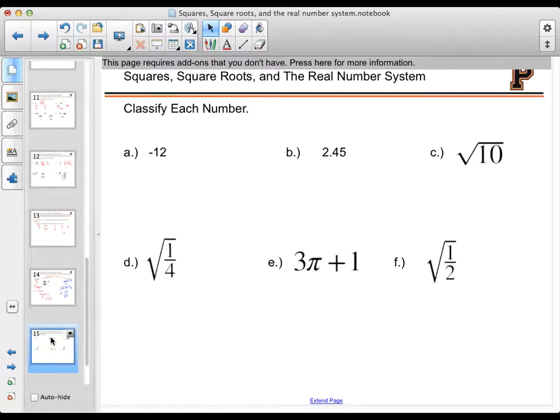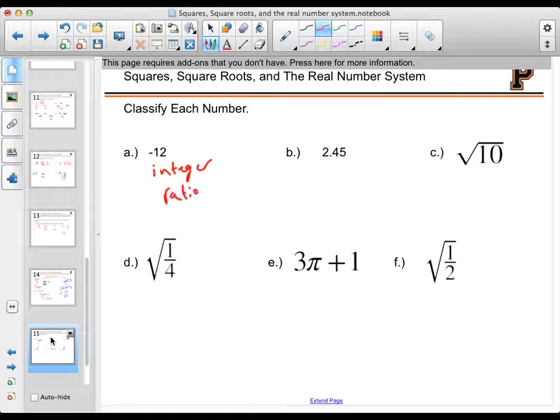All right, last thing we'll do today is take a look and just classify each number. So the first one, a, -12, that's a negative counting number. This is an integer. All right, it's also rational. Number 2.45, not an integer, but it is rational because it's a terminating decimal, so we're just going to classify it as rational. All right, square root of 10, anytime you see the square root symbol, you're thinking, is that a perfect square? And the number 10 is not. It's pretty close to the square root of 9, which is equal to 3, but this is an irrational number.